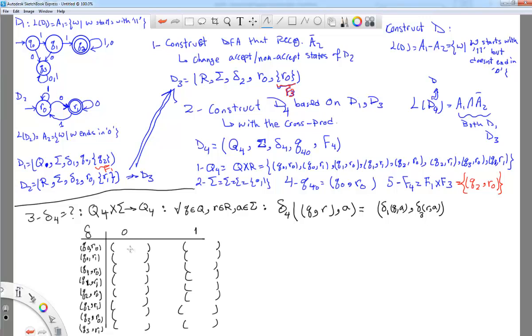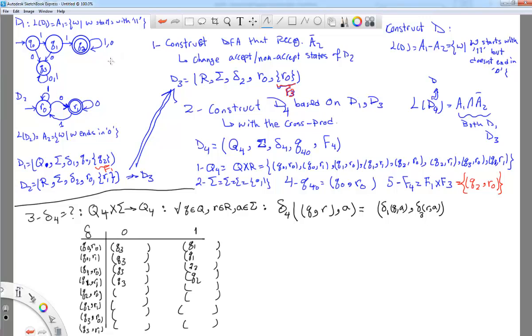Okay, and so Q sub 0 with 0 goes to Q sub 3. So these two go to Q sub 3. And then Q sub 0 with 1 goes to Q sub 1, so these two go to Q sub 1. Q sub 1 with 0 goes to Q sub 3, so these go to Q sub 3 as well. And then Q sub 1 with 1 goes to Q sub 2, so these go to Q sub 2.